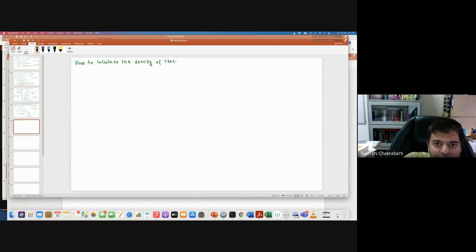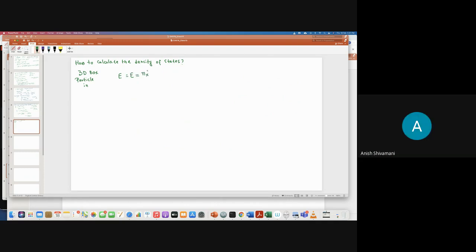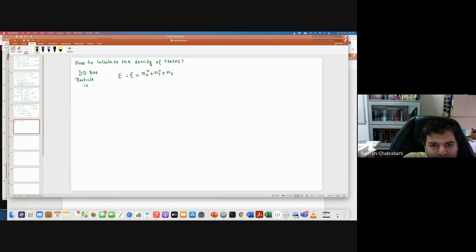How do you calculate? Say, go back to the 3D box. Particle in a 3D box. What is the expression for energy? Epsilon, let me use a different notation. What is the expression? You remember this? nx square plus ny square plus nz square. Yeah, I assume it's a cubic box.